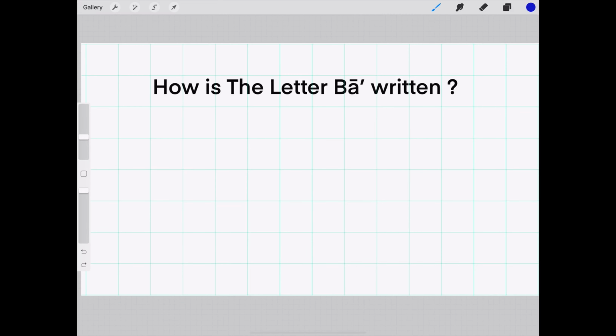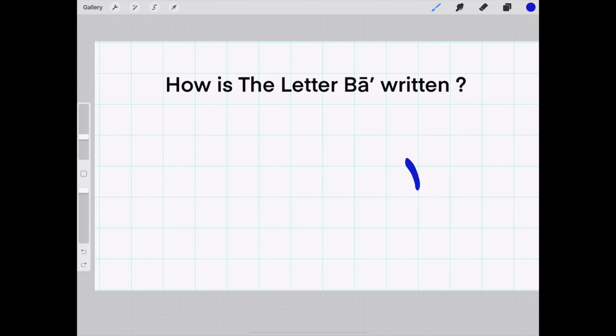If this letter is at the beginning of the word, this is how you write it. Right arm, straight body, then dot underneath. Again, right arm, straight body, dot underneath.